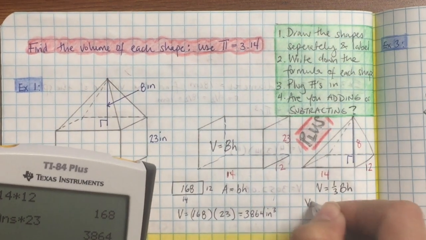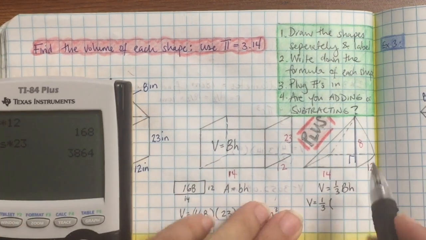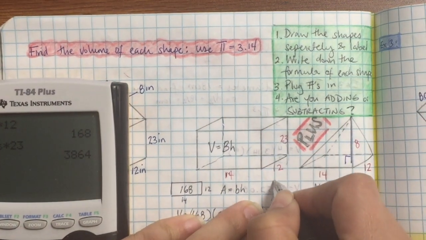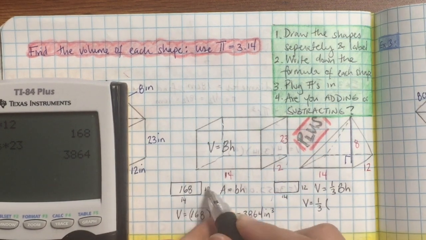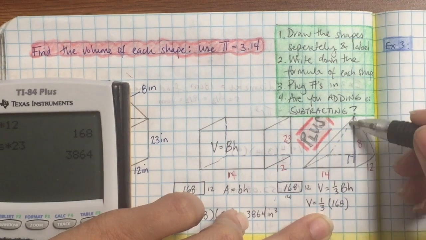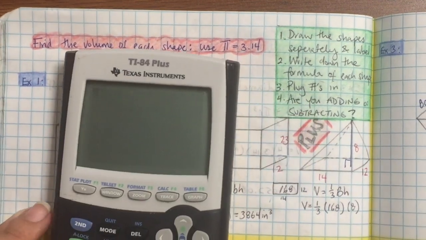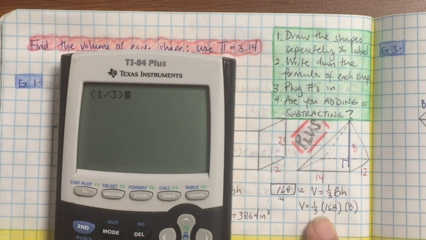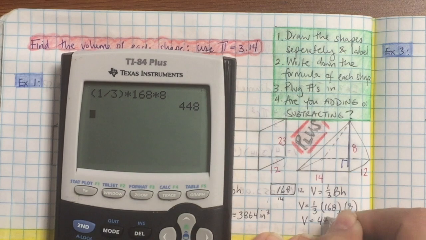Alright, for this one, what's the base? The base again is a rectangle, and it's the same rectangle honestly. So area of a rectangle is base times height, so 14 times 12, which is 168. So 1/3 times 168 times the height of the shape, which is 8. Make sure you put a third in parentheses in the calculator. So that volume is 448.